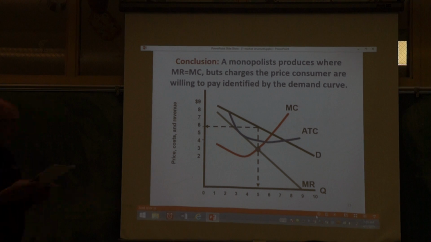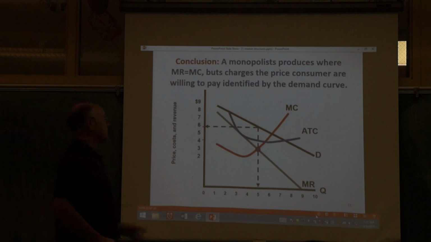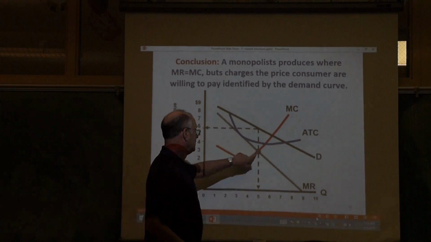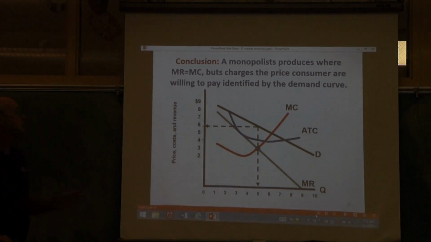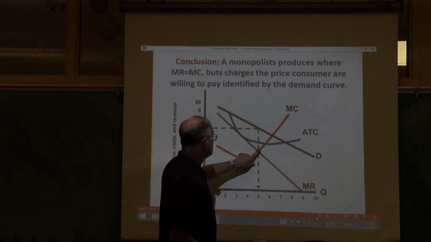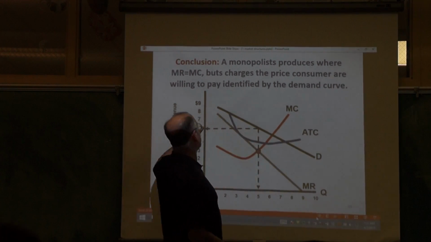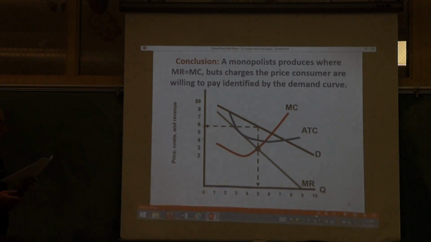Okay, we're good? All right, so same thing, profit maximizer, MC equals MR. That tells me how much quantity. However, since it's a monopoly, they could charge higher, so I've got to go up to demand. So MC equals MR, up to demand gives me my price. So that's the first thing.